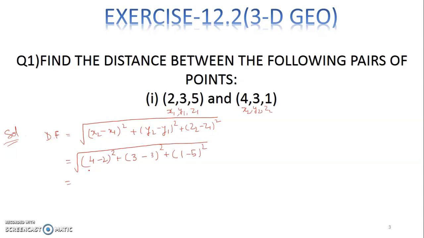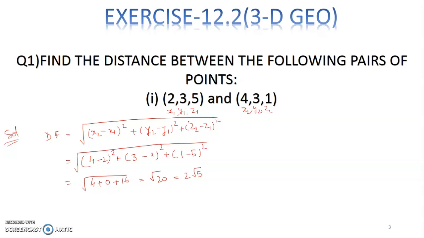So if you solve this, 4 minus 2 is 2, whole square 4. 3 minus 3 is 0, whole square is 0. 1 minus 5, students, minus 4 whole square is 16. So 16 plus 4 is equal to root 20. Are you following? So this is equal to 2 root 5, right? 4 5 is 20. So in this way you will solve this.